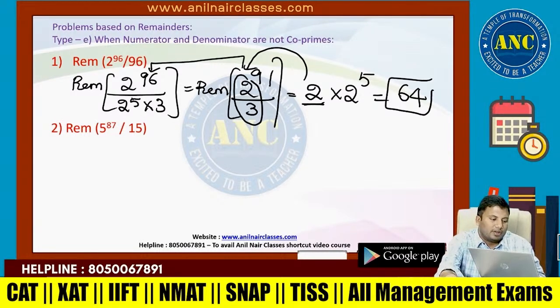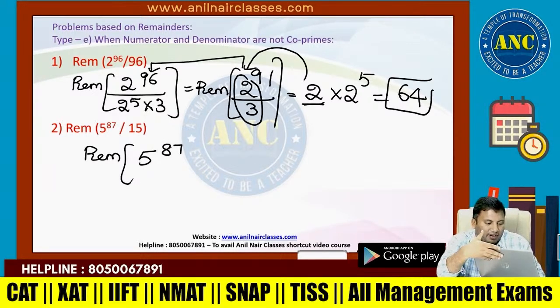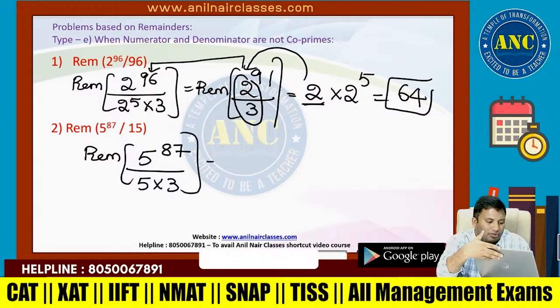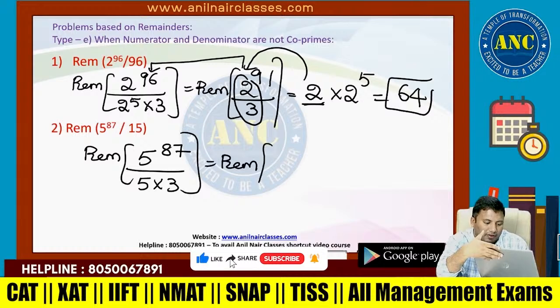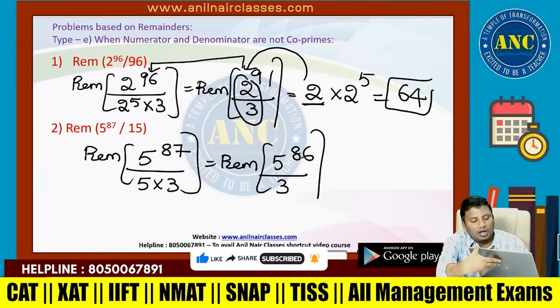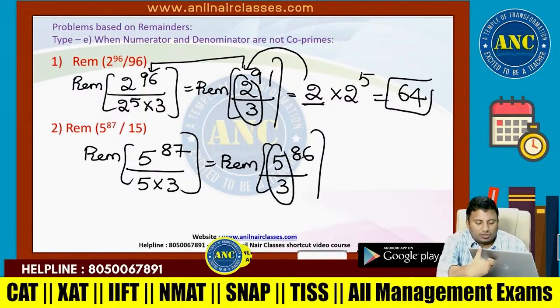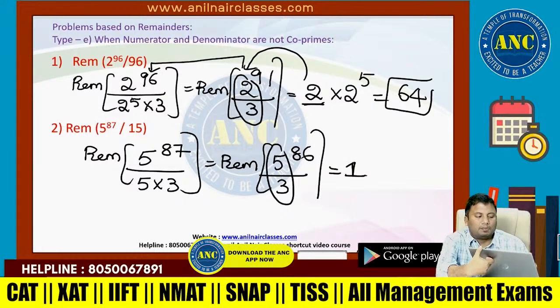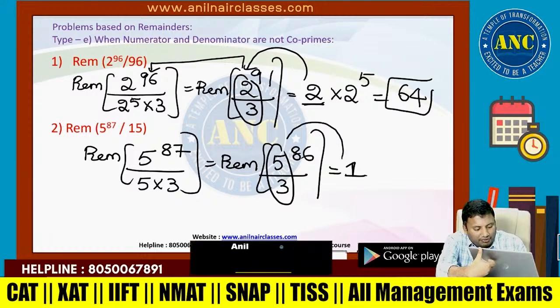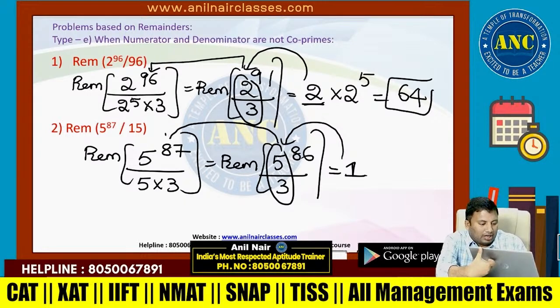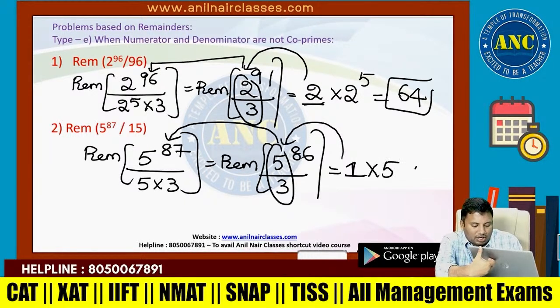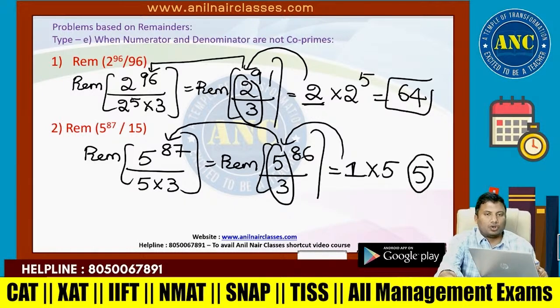Second question. 5 power 87 divided by 15. 15 is 5 into 3. So this is nothing but the remainder of 5 power 86 divided by 3. 3 twos are 6, minus 1. Minus 1 power even is plus 1. But 1 is for 5 power 86. I want it for 5 power 87. Extra 5 will come. The answer for this question is 5.